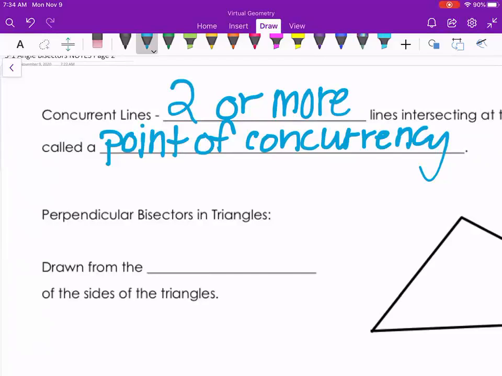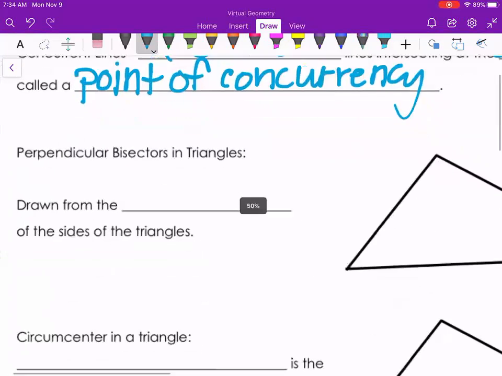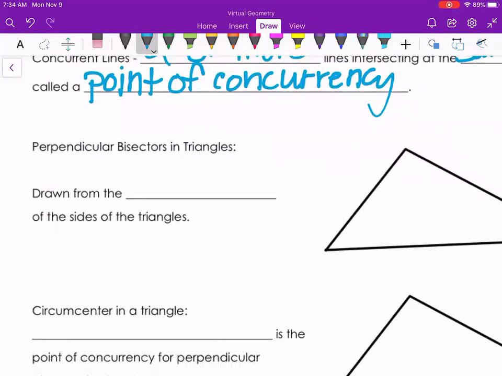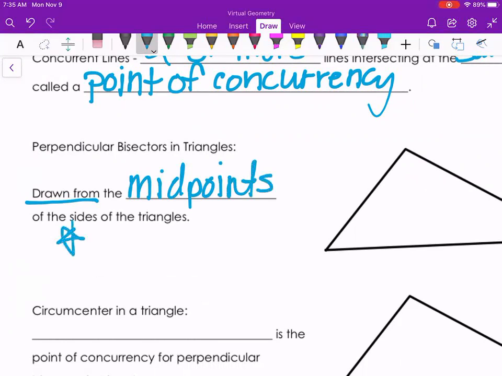Over our next couple of sections, we're going to be looking at different kinds of points of concurrency that you're going to get inside triangles. Just today, we're starting with the point of concurrency of your perpendicular bisectors. So let's see what happens when we deal with your perpendicular bisectors in a triangle. So specifically, they're going to be drawn from midpoints. So remember, we're going to look for those congruent dashes.